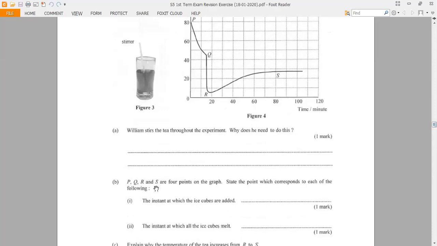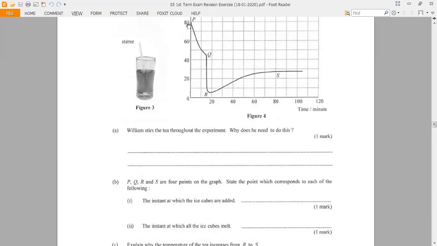Can someone try? Near 20. Which one? P, Q, R, S. Q, yes, very good. When you put the ice, there will be a large temperature difference, and that's why the temperature will drop immediately. So that's why Q is the point where you put the ice.